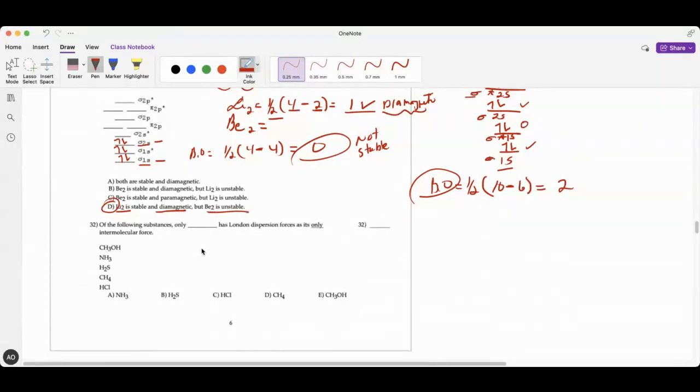So, yeah. Which one of these has only London dispersion forces? Oh, this one's easy. Which one? A, B, C, D, or E? I think D as in dog. I think you're right. It is D, and that's because methane.